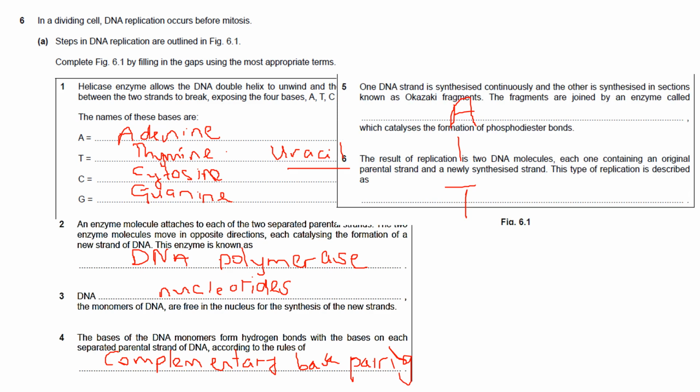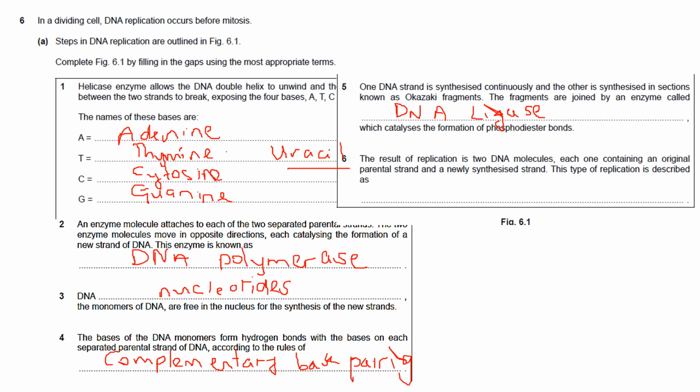Oh, and I put the other last part here, I didn't realize. So I'm just going to erase this. Then it says one DNA strand is synthesized continuously, and the other is synthesized in sections known as Okazaki fragments. The fragments are joined together by an enzyme called DNA ligase. Again, make sure to put your DNA there, DNA ligase. And ligase is basically the enzyme that is responsible for joining the fragments of DNA together. The result of replication is two DNA molecules, each one containing an original parental strand and a newly synthesized strand.